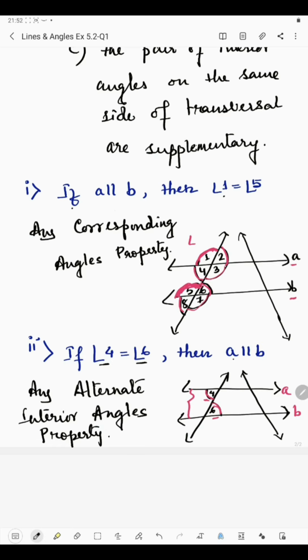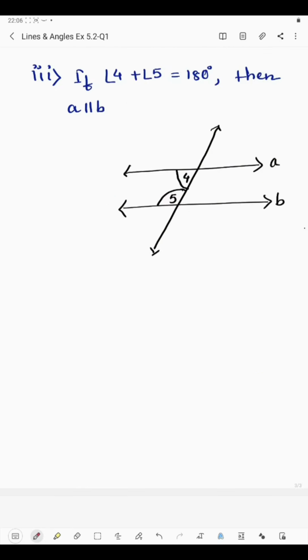Now coming to the third part. In the third part we have, if angles 4 and 5 make 180 degrees, then the lines are parallel. So here is angle 4 and here is angle 5, and it is given that angles 4 and 5 make 180 degrees. Now by which property, if angles 4 and 5 make 180 degrees, are the lines parallel?